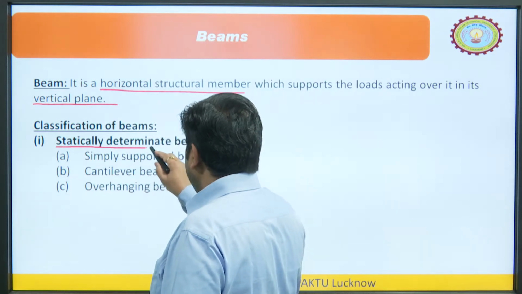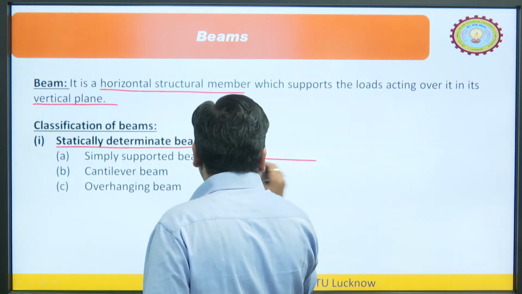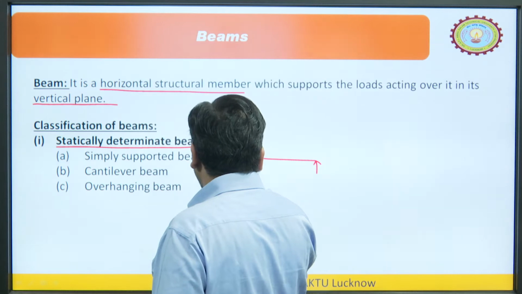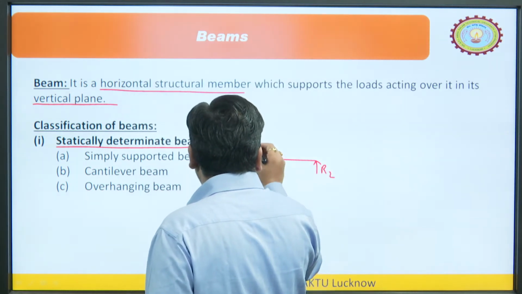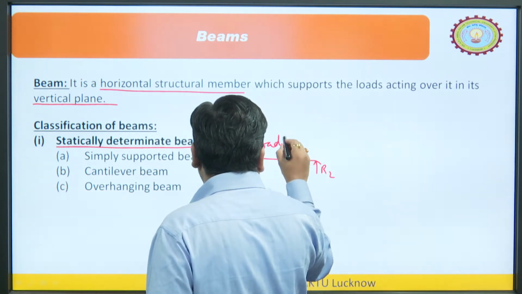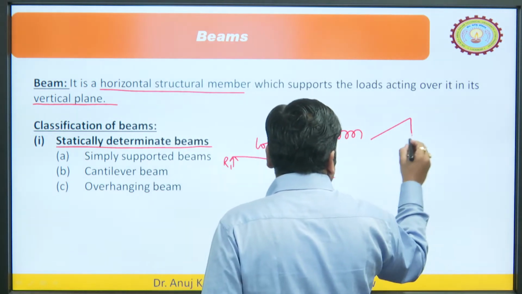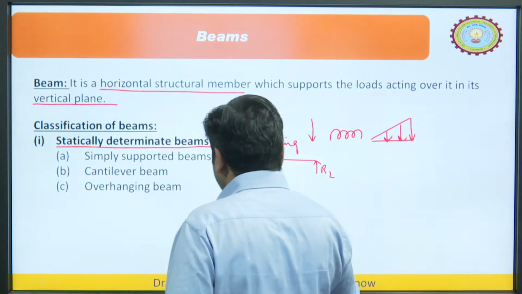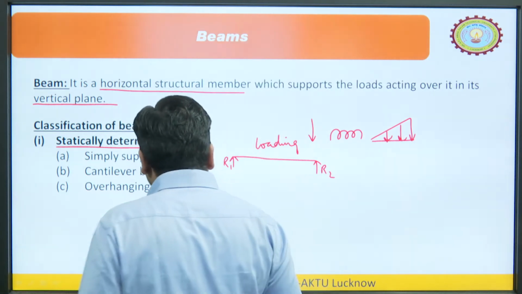If we classify the beams, they can be categorized into two categories. First is the statically determinate beams. These are three types of beams. Simply supported beams means the beam is supported by two supports and we have two reactions, R1 here and R2 here, and different types of loading. Loading may be of three types: it may have the point load, it may have the UDL, and it may have the varying distributed load. Depending upon the application and types of loading we can have different types of beams.